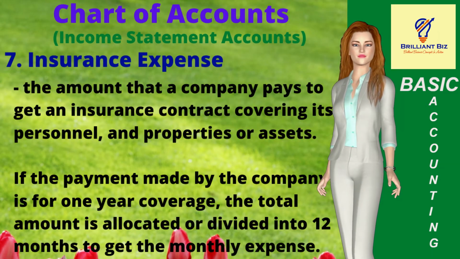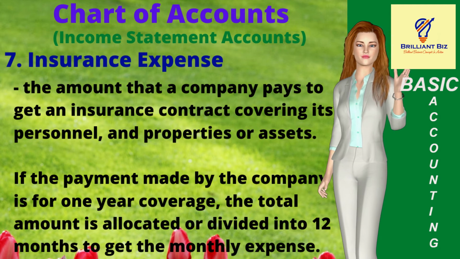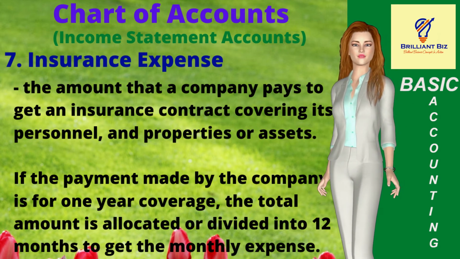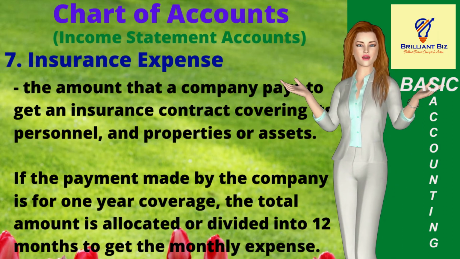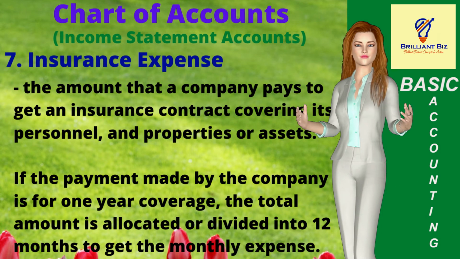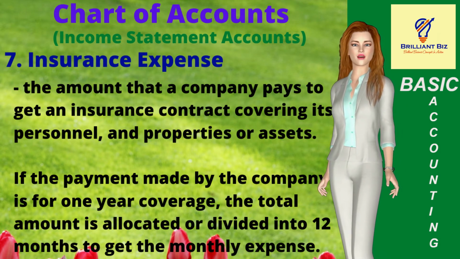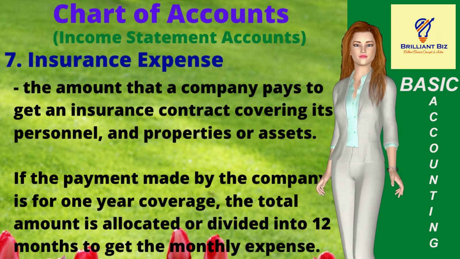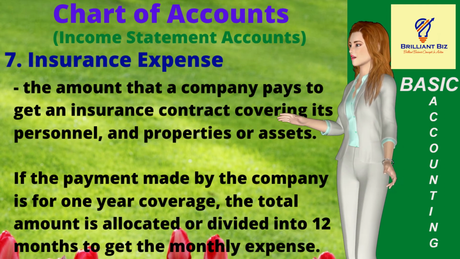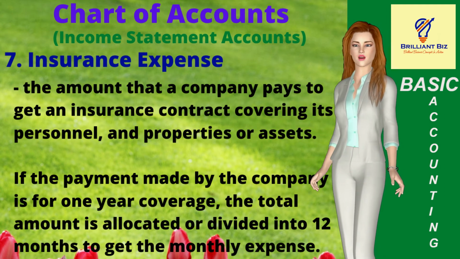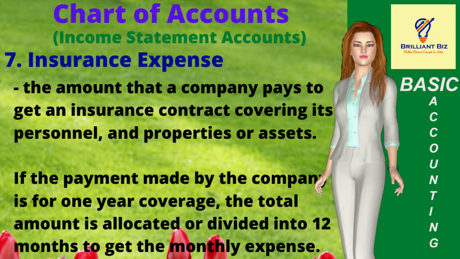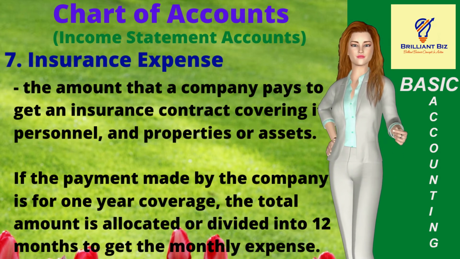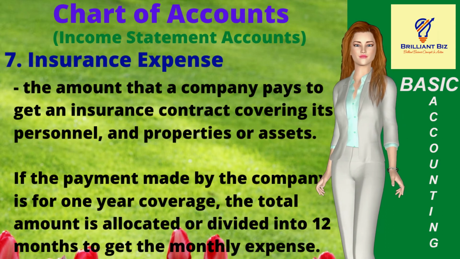7. Insurance expense. This refers to the amount that a company pays to get an insurance contract covering its personnel, and properties or assets of the entity. If the payment made by the company is for 1 year of coverage, the total amount is allocated or divided into 12 months to get the monthly expense. The unexpired portion is recorded under the asset account name, prepaid insurance account at the time of payment, and is gradually reclassified as insurance expense each month, applying the matching principle of revenues and expenses.